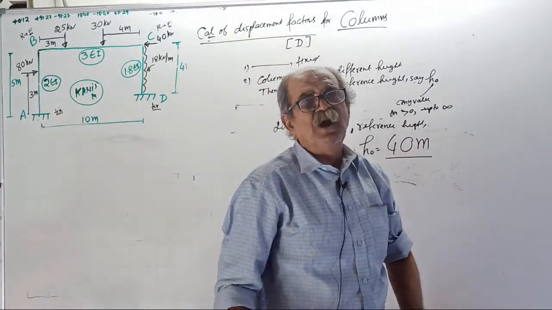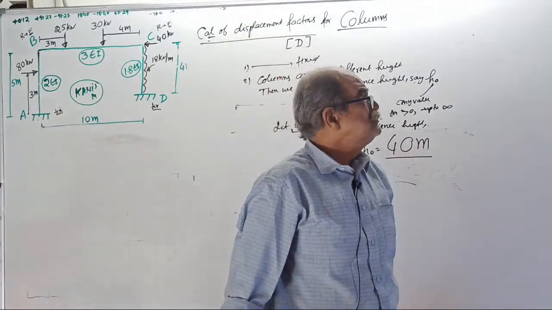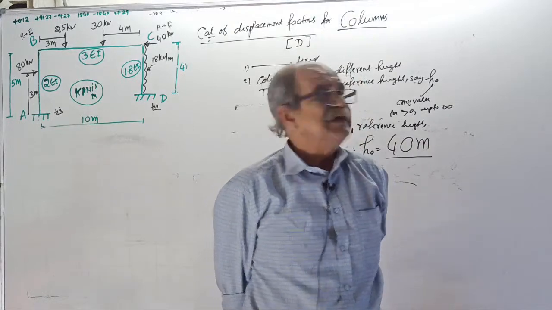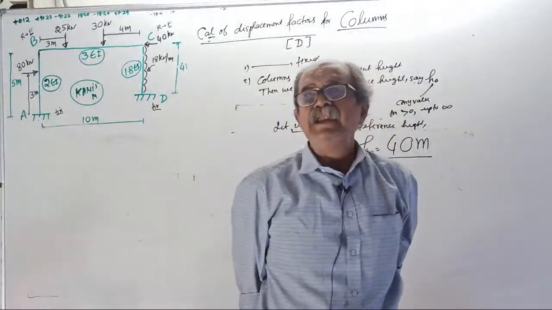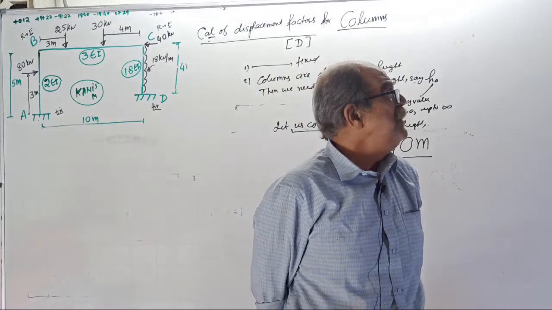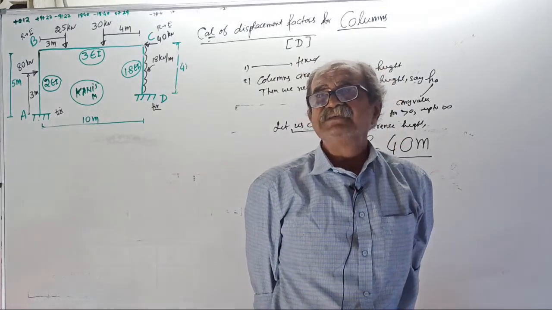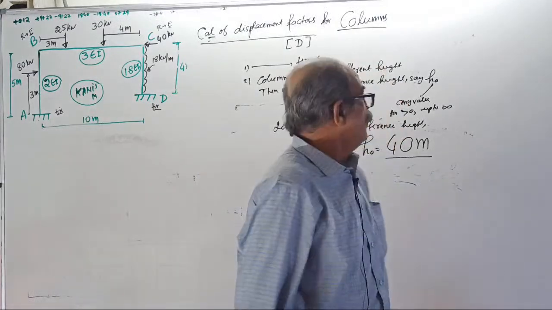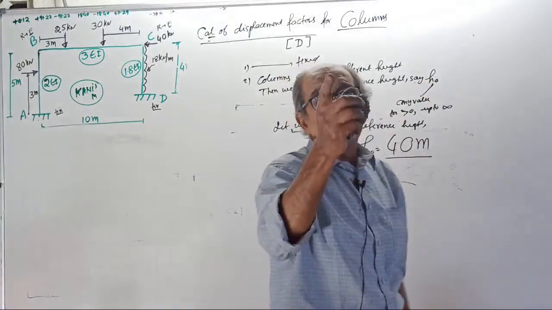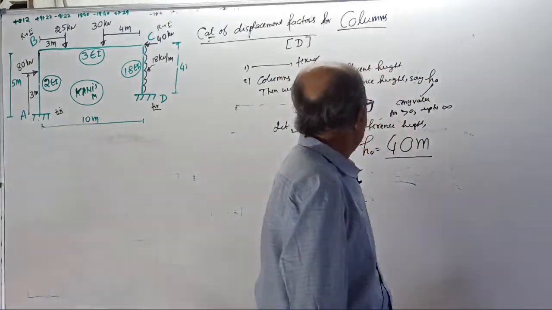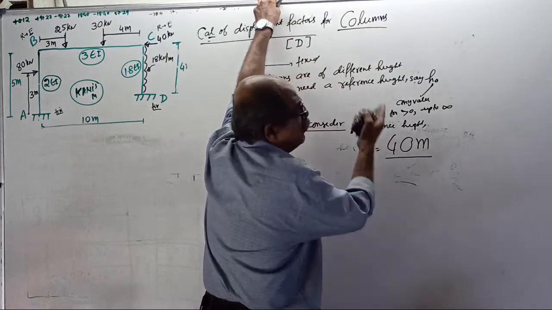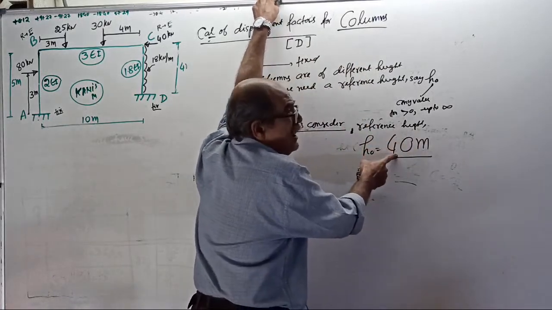I will tell, how much do you want? 20. Take 20. No, sir, I want 30. Take 30. Sir, I want 18.5. Take 18.5. No, I want 100 meter. Take 100 meter. Answer, my guarantee. Whatever you take, answer, my guarantee. So you can take whatever you want.